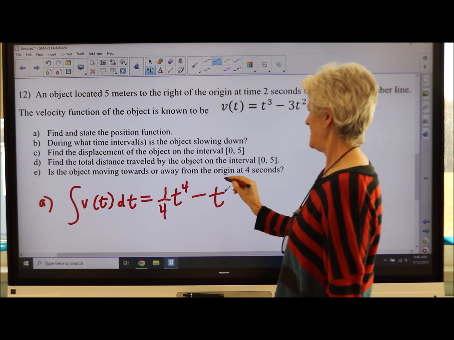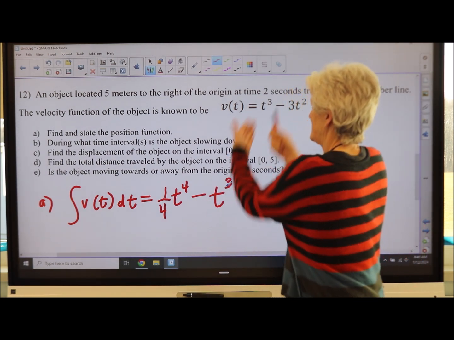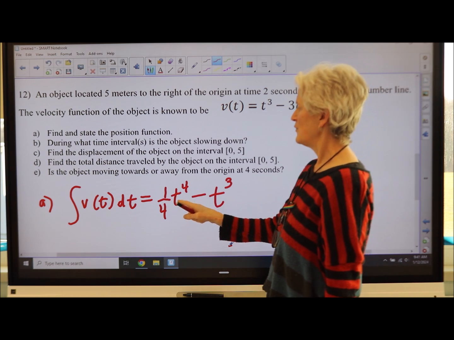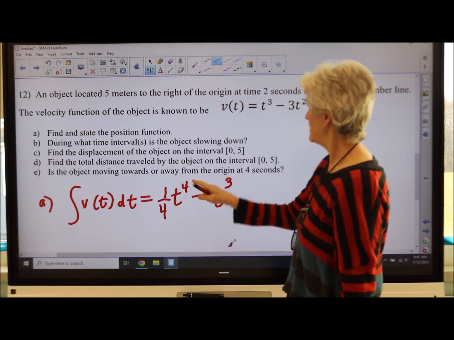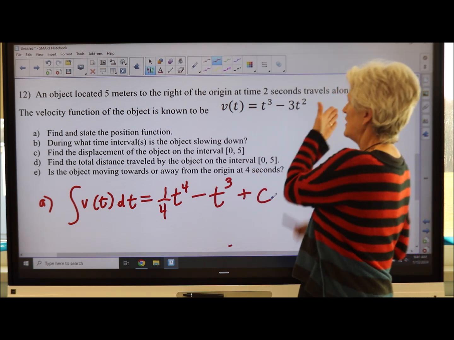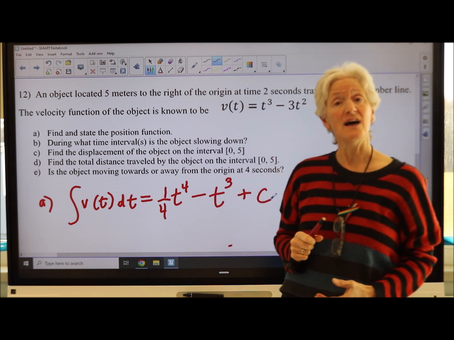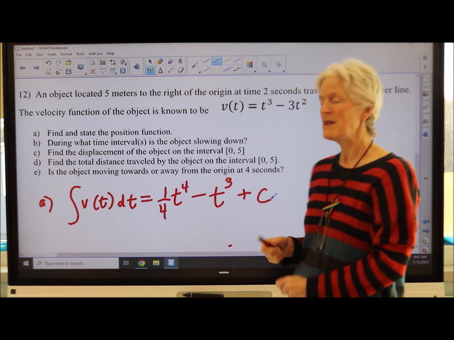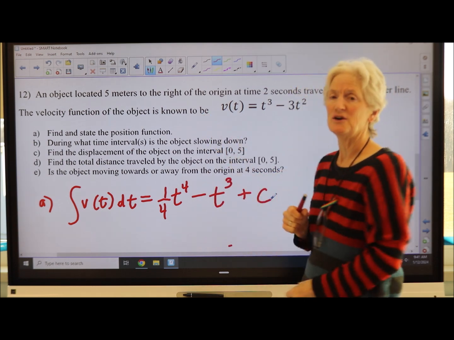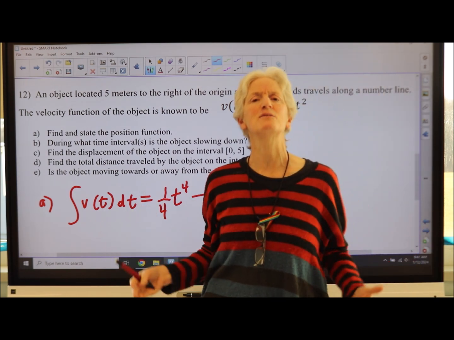Oh, t cubed, sure. The thing that's nice about antiderivatives is you can just take the derivative and see if you did it right. The derivative of t cubed is 3t squared. The derivative of 1/4 t to the 4th is 1t to the 3rd. Perfect. And of course, we always need a plus c there because there could be a constant in my position function that disappears when I take the derivative. Velocity just tells me my speed and my direction. It doesn't tell me at all where I am in space.